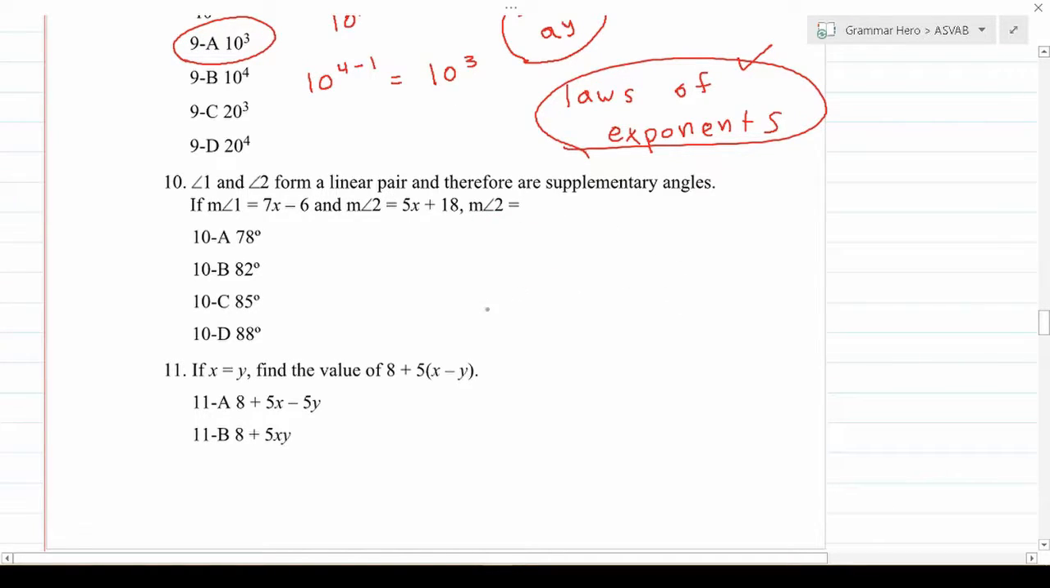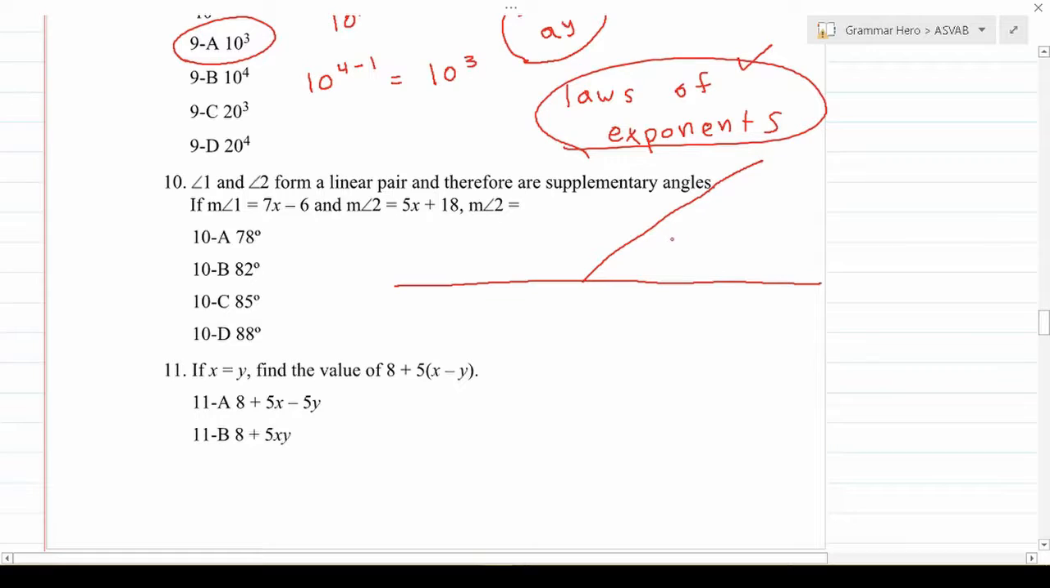So again, earlier I mentioned the difference between complementary and supplementary angles. Complementary angles, I mentioned, add to 90 degrees, whereas supplementary angles add to 180 degrees. That is a straight line. So in this case, these two angles are going to add to 180 degrees, which is a straight line.